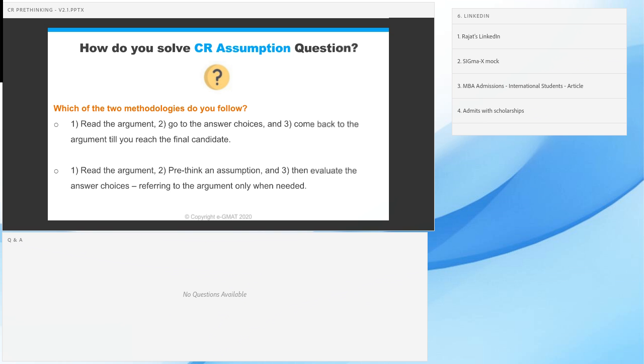Okay. So with that, I want to ask this question. Which of the two methodologies do you follow? There are two methodologies typically that people follow when answering assumption questions. One is they read the argument, go to the answer choice, and come back to the argument till they reach the final candidate. The second is they read the argument, spend some time to pre-think an assumption, and then go to the answer choices. So I have a poll question here.